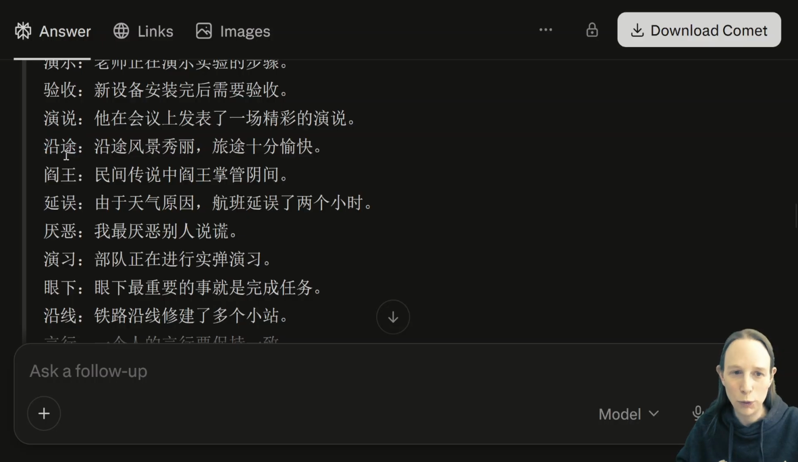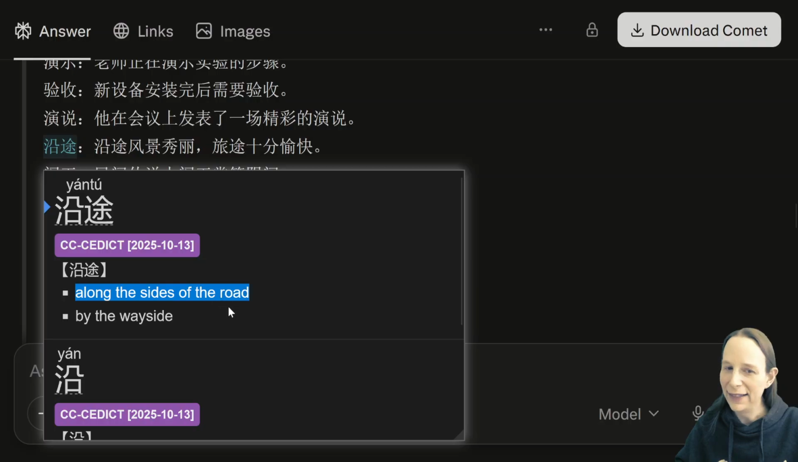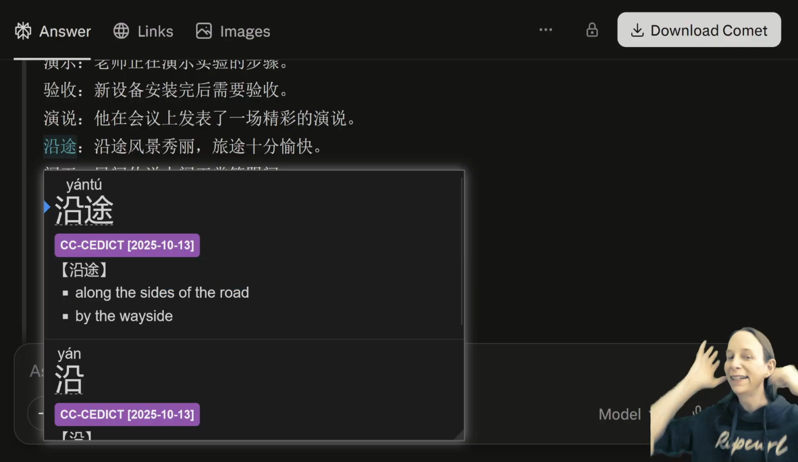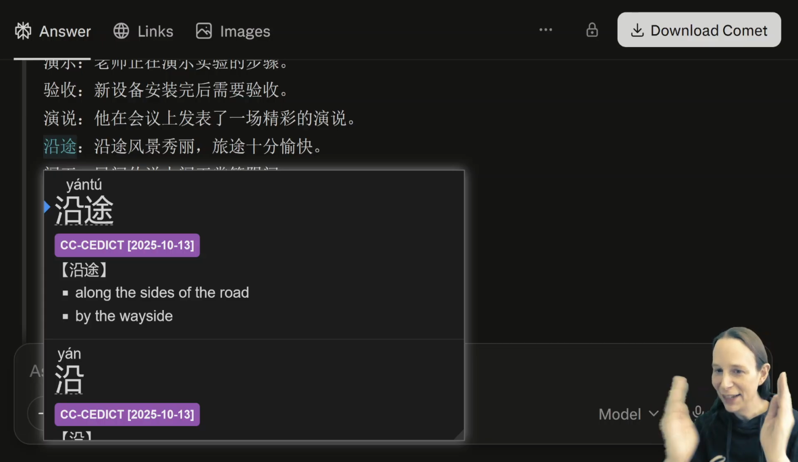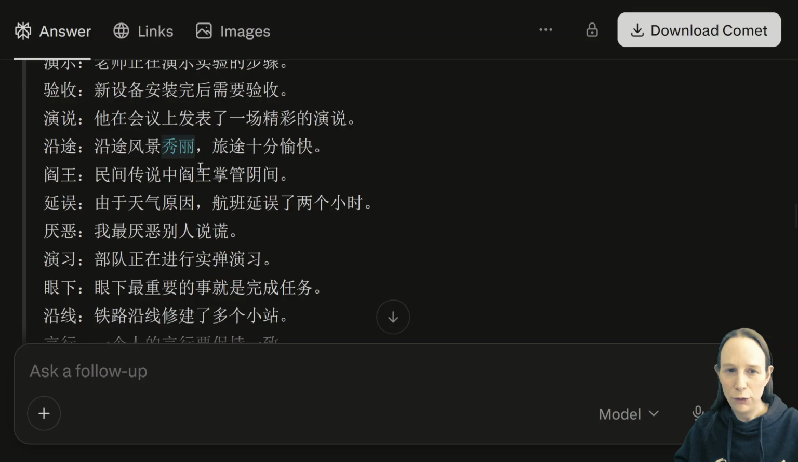言语. So we saw 沿 pertaining to peripheries and following an edge. 沿途. I guess it's like follow a route or something like this. By the wayside. Oh, okay, so 沿 is on the sides and 途 is the route. So it's on the edge of the route, along the sides of the road. 沿途风景秀丽，路途十分愉快. So the scenery on the edges of the road is beautiful, and so we enjoy our travels. Okay, 沿途.